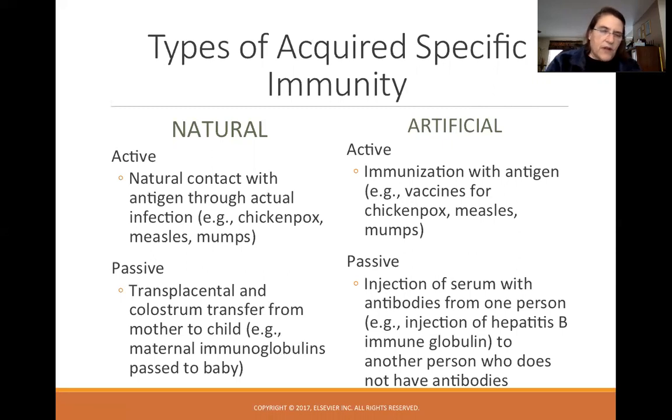Back on the natural side, we have passive immunity that happens between mom and newborn, and that's a transfer of transplacental and colostrum maternal immunoglobulins that are passed to the baby. Now, that's a short-term protection. It's not going to last for more than a couple of months. The same thing on the passive artificial side: the injection of serum with antibodies from one person to another, like when you get a dose of immunoglobulin for hepatitis B, that lasts short term. So it's artificial, it's passive. It will keep you safe for a little bit, not forever.